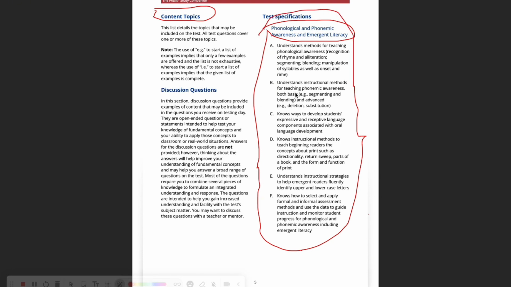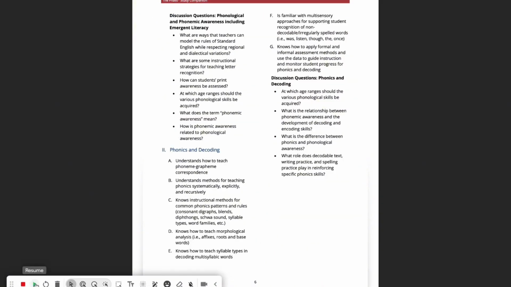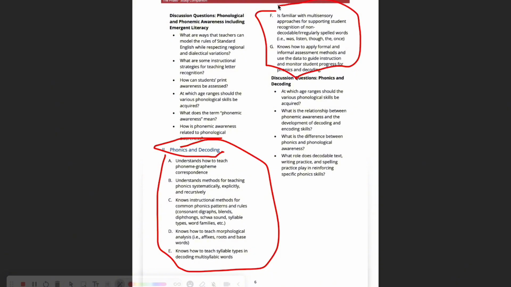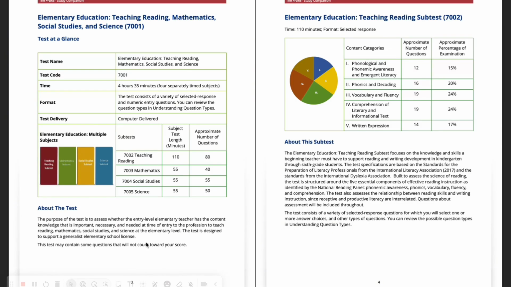This is just one content area. Let's go to the next one. Look at our next content area, phonics and decoding. And if we look at what's under phonics and decoding, there it is again. The people who actually create these exams are letting us know exactly what you will be assessed on. I had to put it on a 2-page view so we can make the connections here, right?